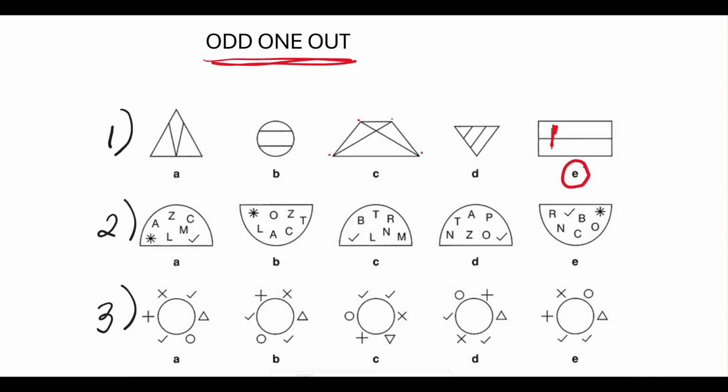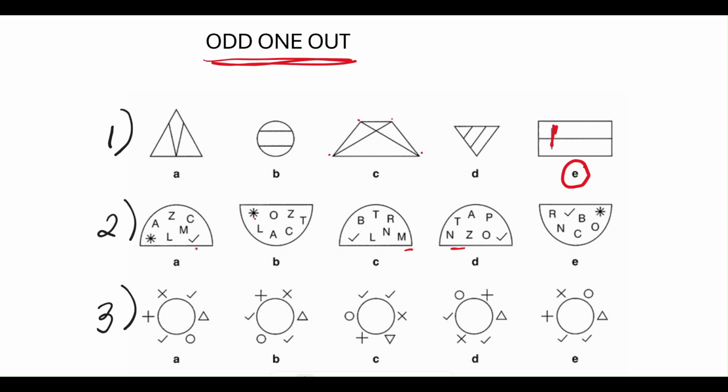Let's look at the second question. Odd one out. Remember, some combination of letters. There's a star, no star. No star in this. The star is missing in this, and there's a star in this. So my answer cannot be two answers, right?